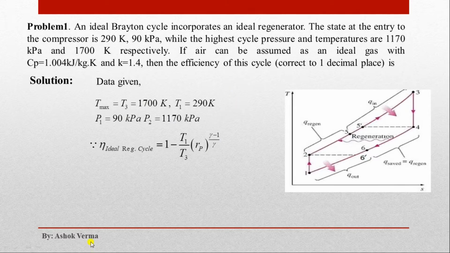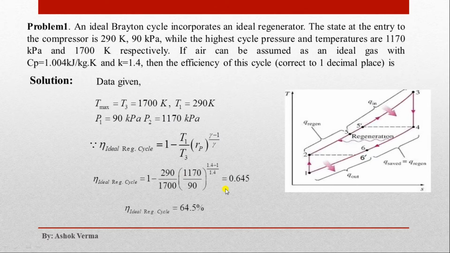and we have derived recently this equation, the efficiency of the ideal regenerative cycle. So here we have to calculate the efficiency of the Brayton cycle with ideal regenerator. So we have T1, we have T3, we have this pressure ratio, we have this gamma value as k. After putting these values, you will get the efficiency of the ideal Brayton cycle with ideal regenerator as 0.645 or 64.5%.